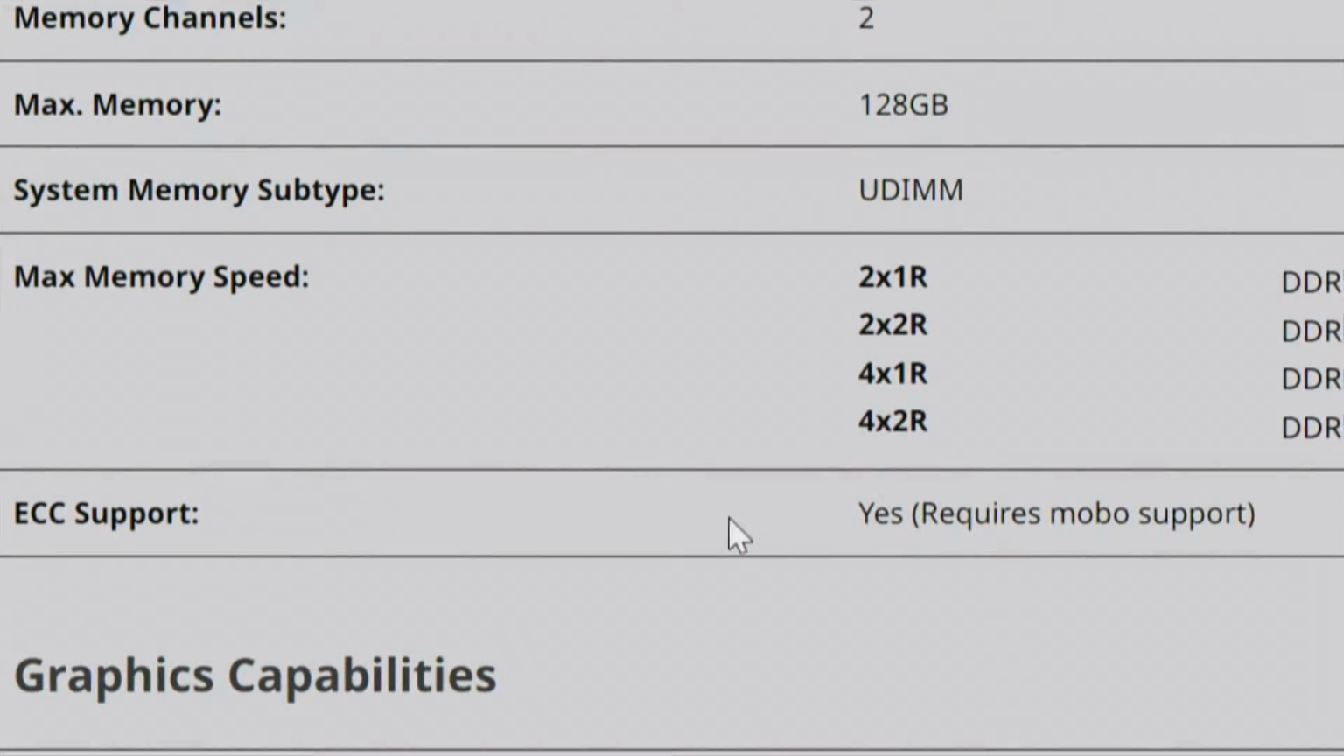And DDR5, even though they're having issues with it and growing pains, it's the future because both AMD and Intel are supporting it. But I wanted to point this out because I think it's important, because we're going to be hearing a lot more about that in the future.